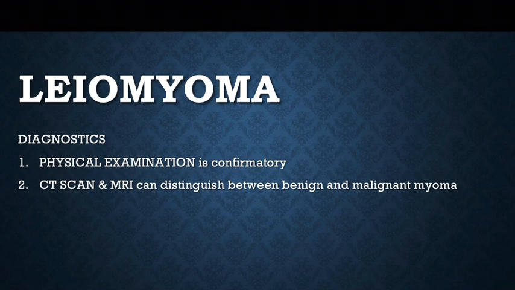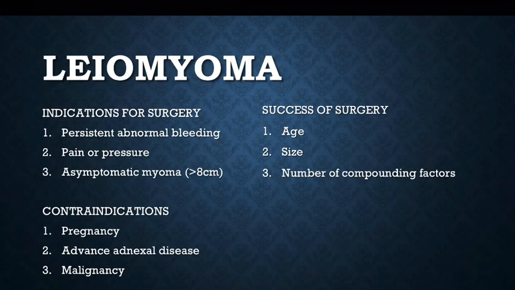Clinically, the diagnosis of uterine myomas is usually confirmed by physical examination. CT and MRI can distinguish between benign and malignant myomas. For surgery, indications are persistent abnormal bleeding, pain or pressure, and asymptomatic myoma of more than 8 cm. Contraindications are pregnancies, advanced adnexal diseases, and malignancy. The success of surgery depends on the age of the patient, size of the myoma, and the number of compounding factors.